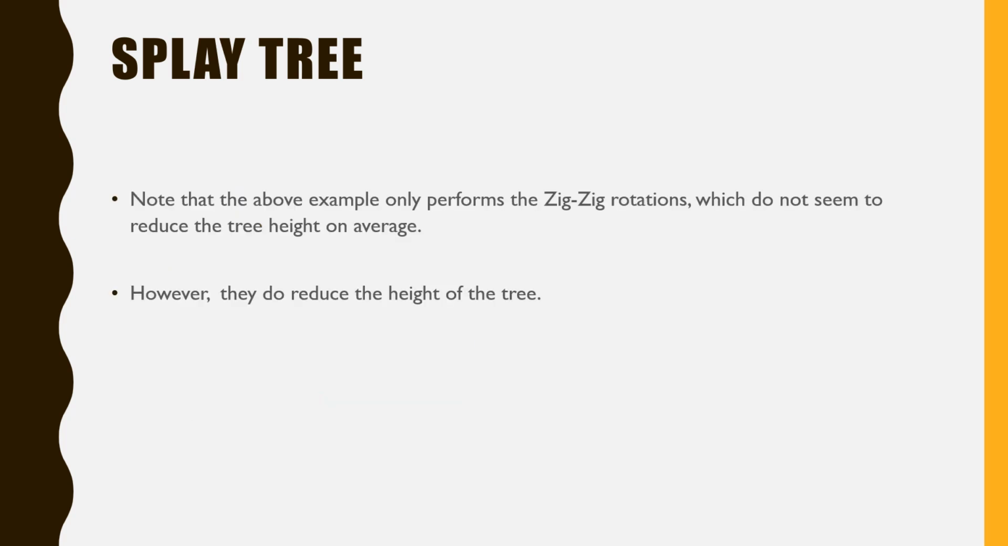It is important to note that in the previous example, we only performed the zigzag splaying operations. Initially, these operations may not seem to reduce the average depth of the subtrees. However, after a few splaying operations, it becomes evident that the overall tree structure becomes shallower, improving access efficiency.